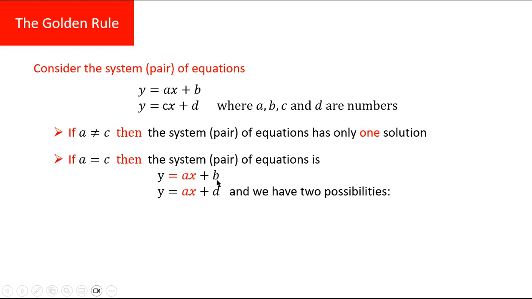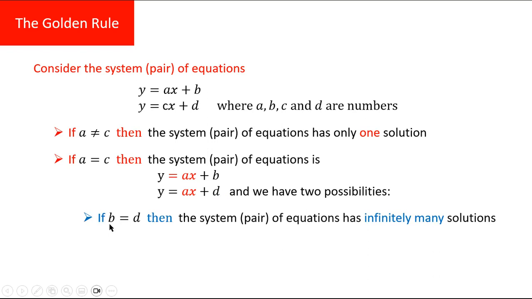Now, obviously, if these two are the same, so you have the same line, which means you will have an infinite number of solutions. So if b is equal to d, then the system has infinitely many solutions. Now, if b is different than d, then the system has no solutions.